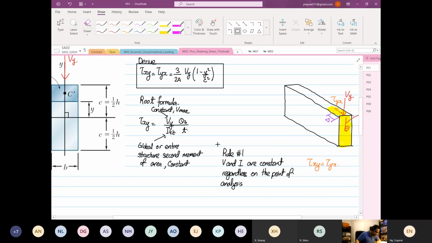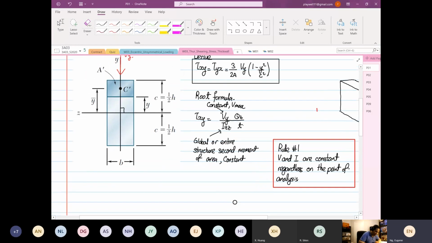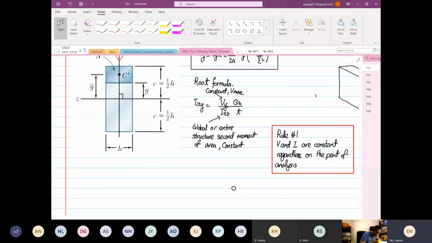The next thing that we want to derive now is the first moment of area, which I did briefly last week, but I'm going to do it over, because by deriving the first moment of area, we set out at least 2 to 3 other rules that we are going to develop. So we're going to find the first moment of area.